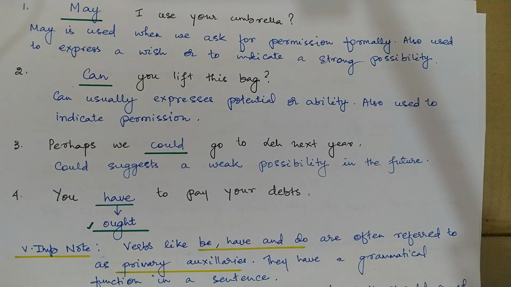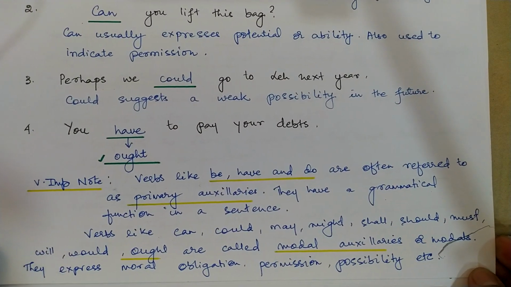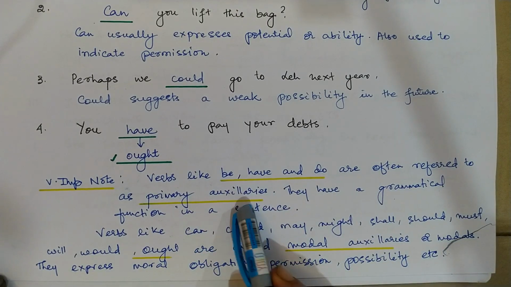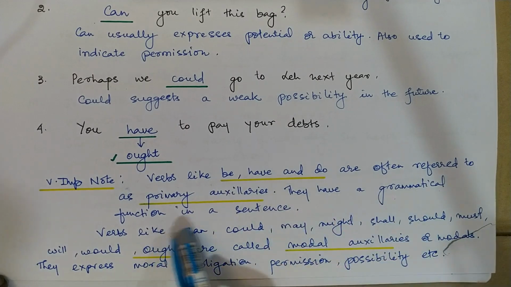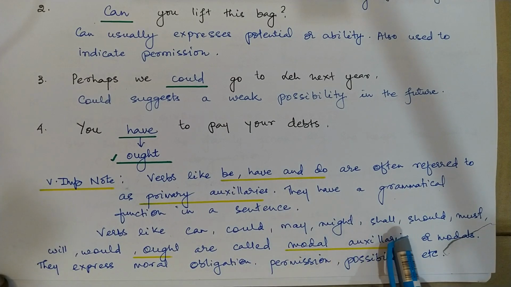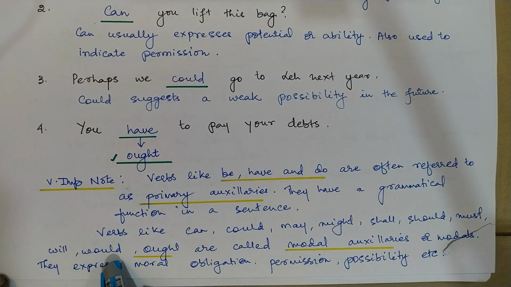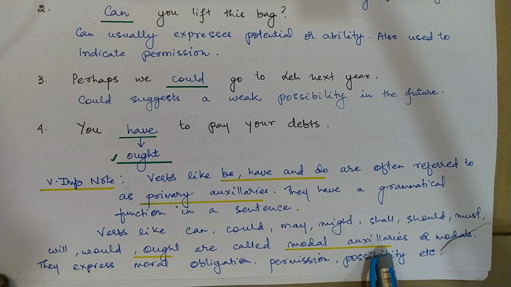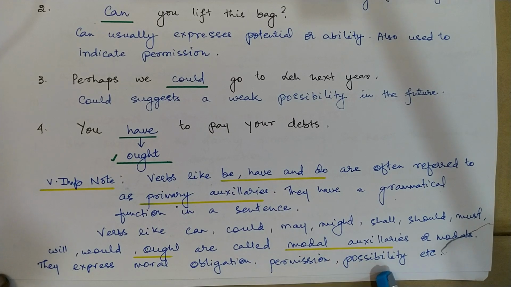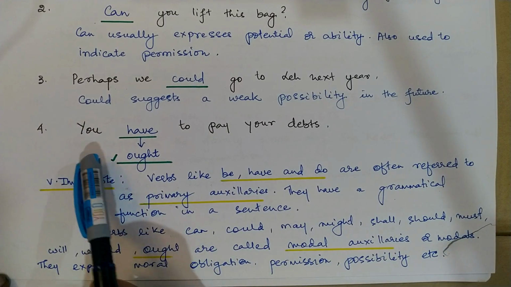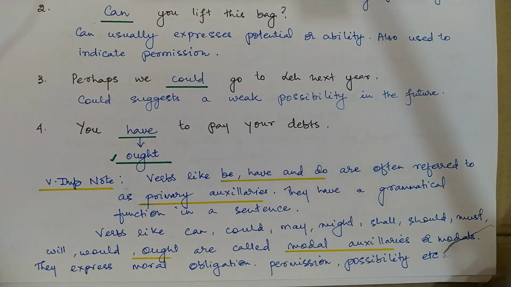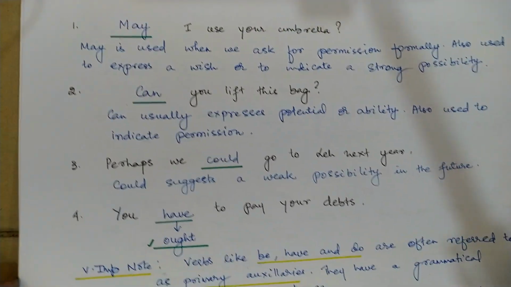Now very important thing to understand is verbs like be, have and do are often referred to as primary auxiliaries. They have a grammatical function in a sentence. Verbs like can, could, may, might, shall, should, must, will, would, ought are called modal auxiliaries or modals. They express moral obligation, permission, possibility, etc. Therefore, you ought to pay your debts. That means it is a moral obligation for you to pay your debts. That is why we use ought to.